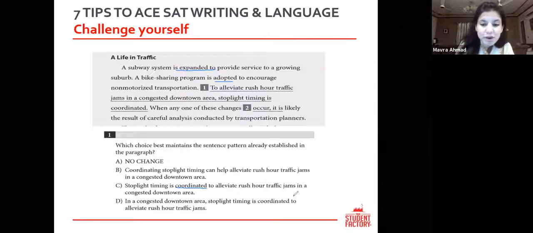Option D. In a congested downtown area, stoplight timing is coordinated to alleviate rush hour traffic jams. अब यहाँ पर भी प्रॉब्लम ये है कि ये जो पूरा पार्ट है, this is making the sentence pattern different from the previous sentence. Once again, it's not consistent. The pattern is changing over here. So in order to make it consistent, the option that makes most sense is going to be option C. Stoplight timing is coordinated to alleviate rush hour traffic jams in a congested downtown area. Right? So this is our correct answer. Let's move on to the next tip.